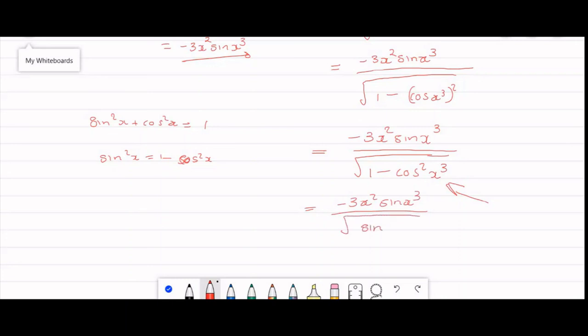So we will have negative 3x squared sine x cubed over the square root of sine squared x cubed. So we will say negative 3x squared sine x cubed over, what's the square root of sine squared? It is sine x cubed. So therefore, for our final answer, sine x cubed cancels sine x cubed, and we will be left with negative 3x squared. So this is our final answer.